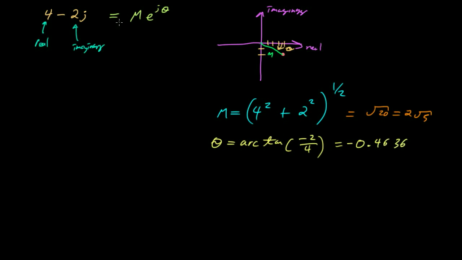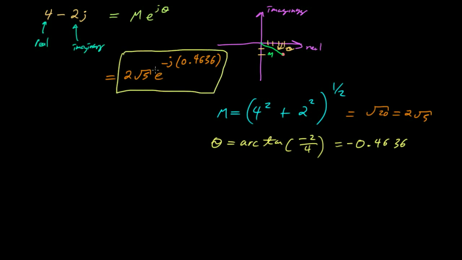And so now I can write my final answer. If 4 minus 2j is my rectangular form, my polar form can be represented as 2 root 5 times e to the minus j 0.4636. I just took the minus sign and brought it out in front of the j. One other thing I want to show you: this is one way of writing the polar form. That is completely correct. If you wrote it on an exam, you would have gotten this answer right.